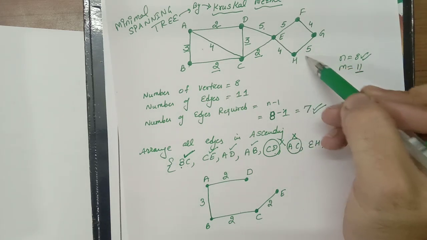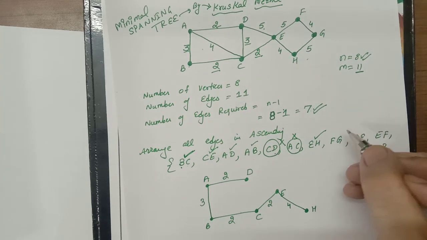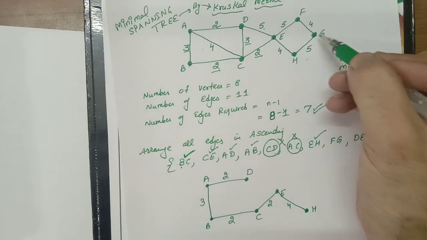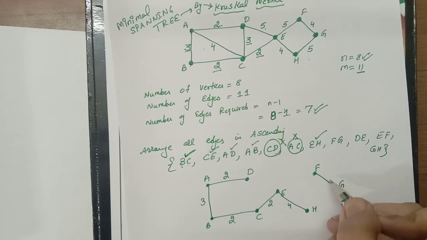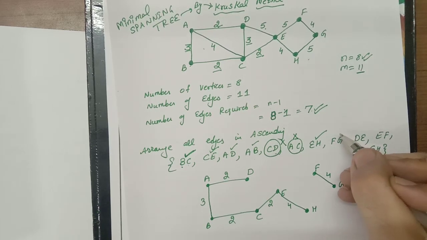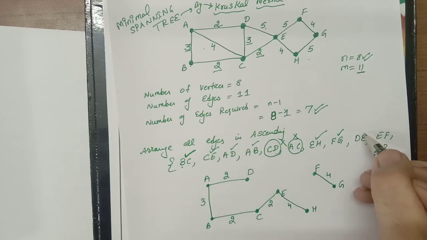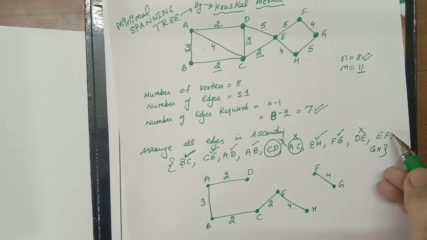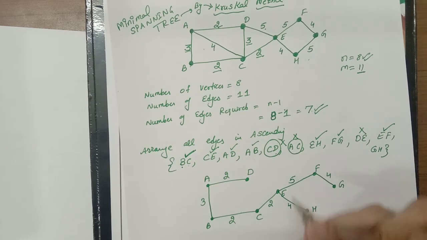Next edge is EH. EH can be taken because after taking EH, no cycle will be formed. So I will take EH. Next edge in the list is FG. FG, again I can take FG because on taking FG, no cycle will be formed. So this has again weight equal to 4. Next edge is DE. If I take DE, then again cycle will be formed. This will become a closed path. So again I have to reject DE. Next edge is EF. EF can be taken, that is with weight 5.